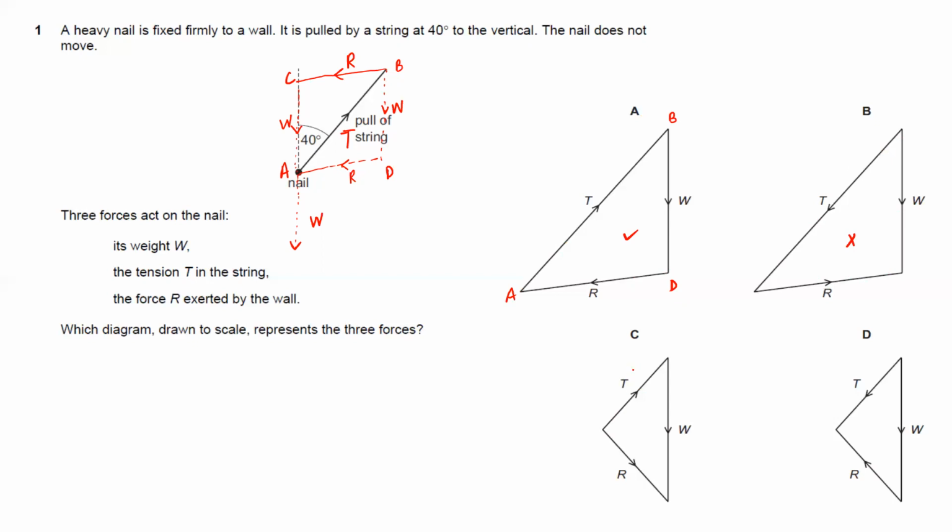Again, part C, tension is in this direction. Yes. Weight downwards. Yes. R is in this direction. No, our R is in this direction, so the direction of R is not upward. Part D, tension is in this direction. So again, this is not the case. So answer A is the best choice we have.